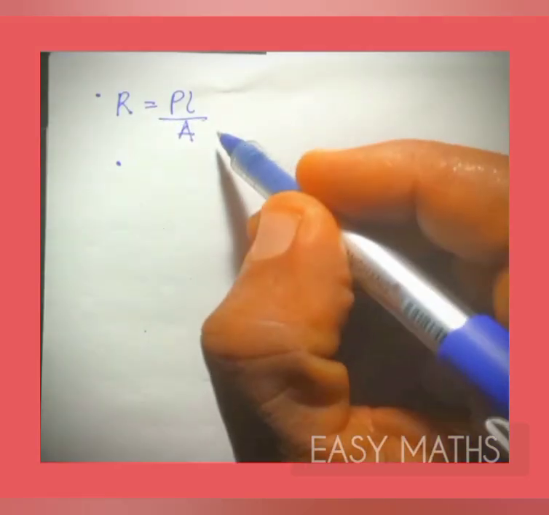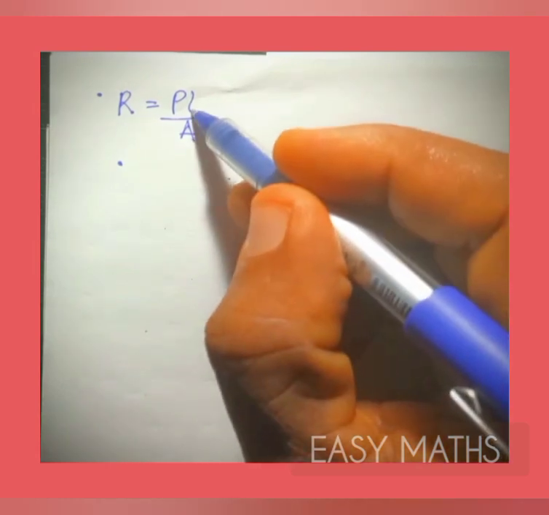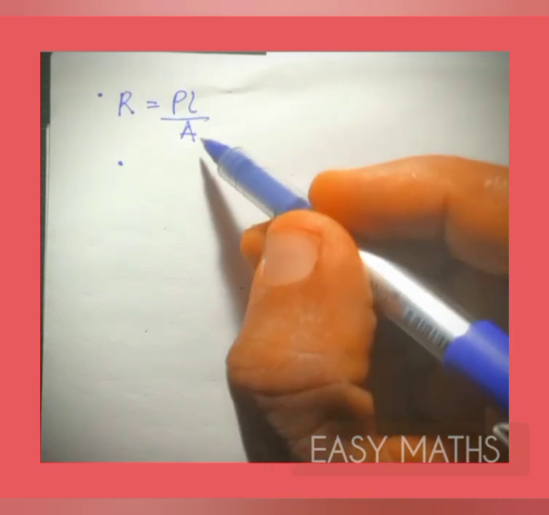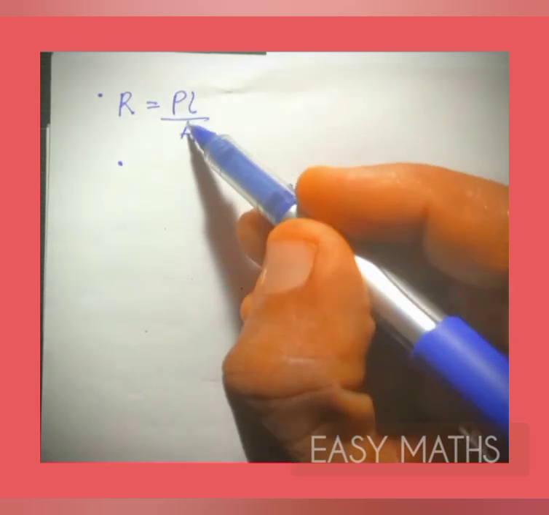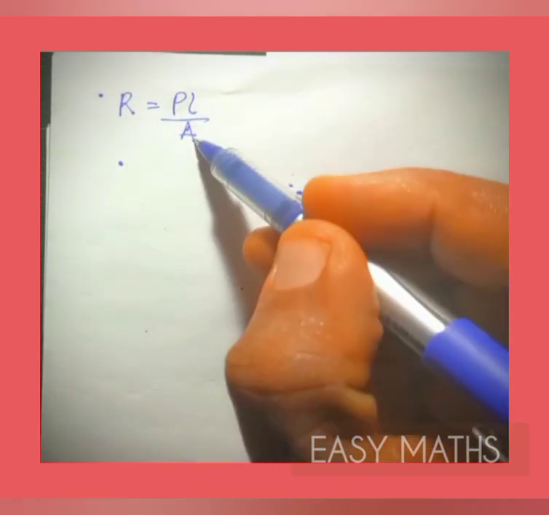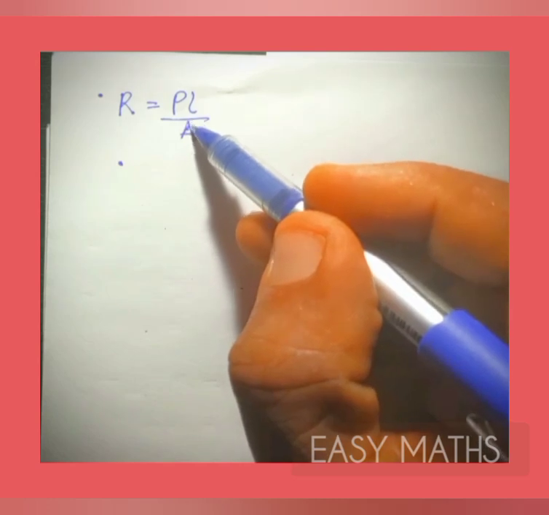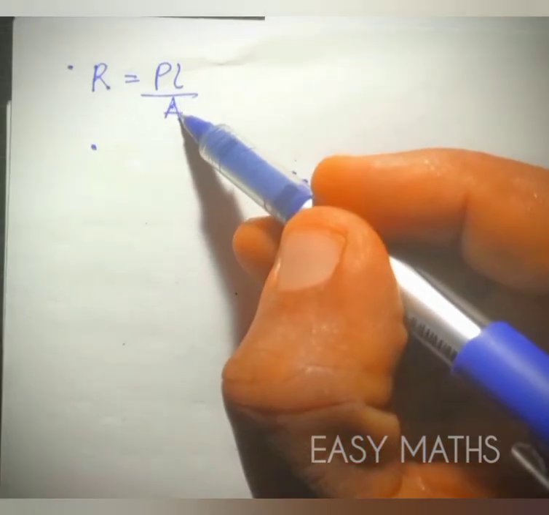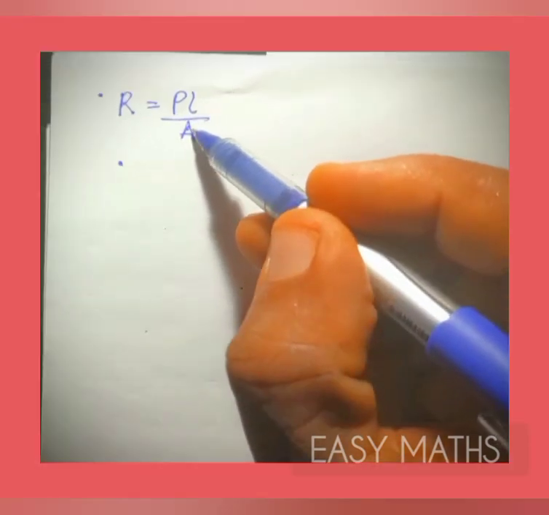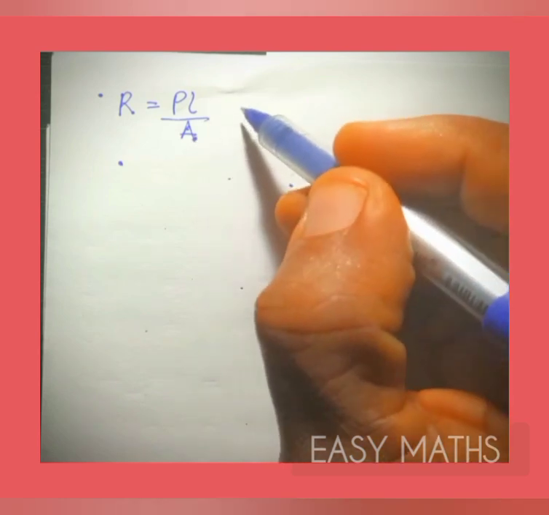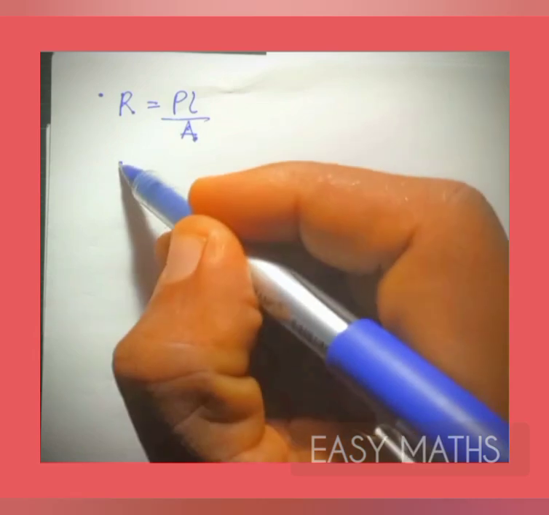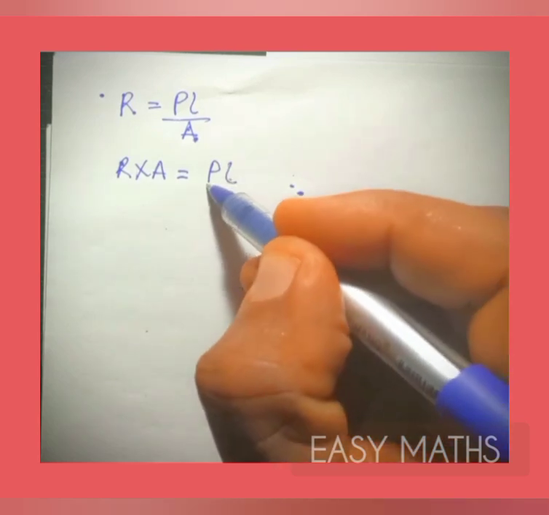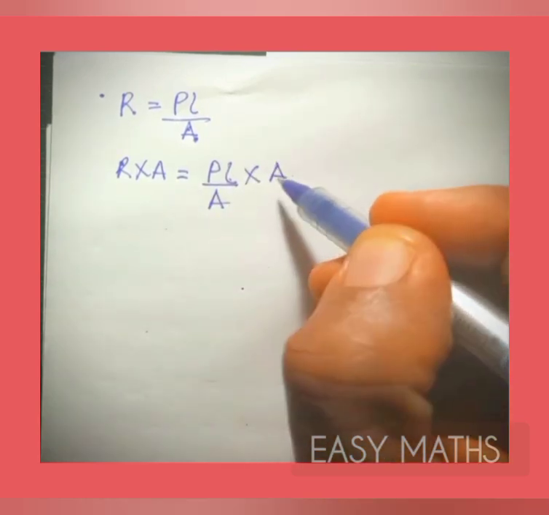Let's consider this equation. We want to make L the subject of formula. So our work is to see how we can move these two variables to this other side. Let's start from A. A is already a denominator and is dividing these two variables. So how do we eliminate A? By applying the inverse operation of division, which is multiplication. So we are going to multiply both sides by A. So we have R times A equals to PL over A times A.